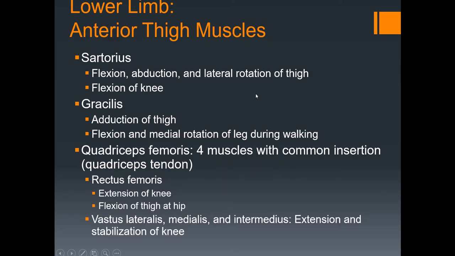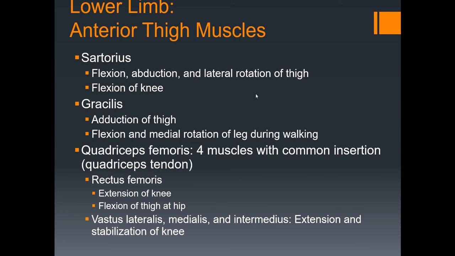If we look at anterior thigh muscles, we have the sartorius, or the tailor's muscle, which causes flexion, abduction, and lateral rotation of the thigh, as well as flexion of the knee. We have the gracilis, which causes adduction of the thigh, and then flexion and medial rotation of the leg, particularly during walking. And then we have the quadriceps femoris, which is actually 4 different muscles with a common insertion, which is the quadriceps tendon, which is going to go to your knee.